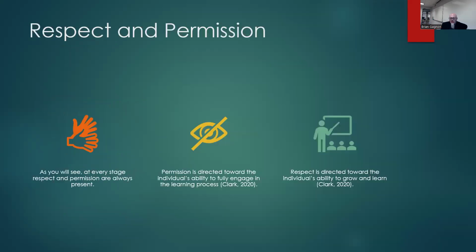Now, respect and permission. At every stage during psychological safety, you're going to see that there is respect and there is permission. In this stage, permission is directed toward the individual's ability to fully engage in the learning process. And respect is directed toward the individual's ability to grow and learn.